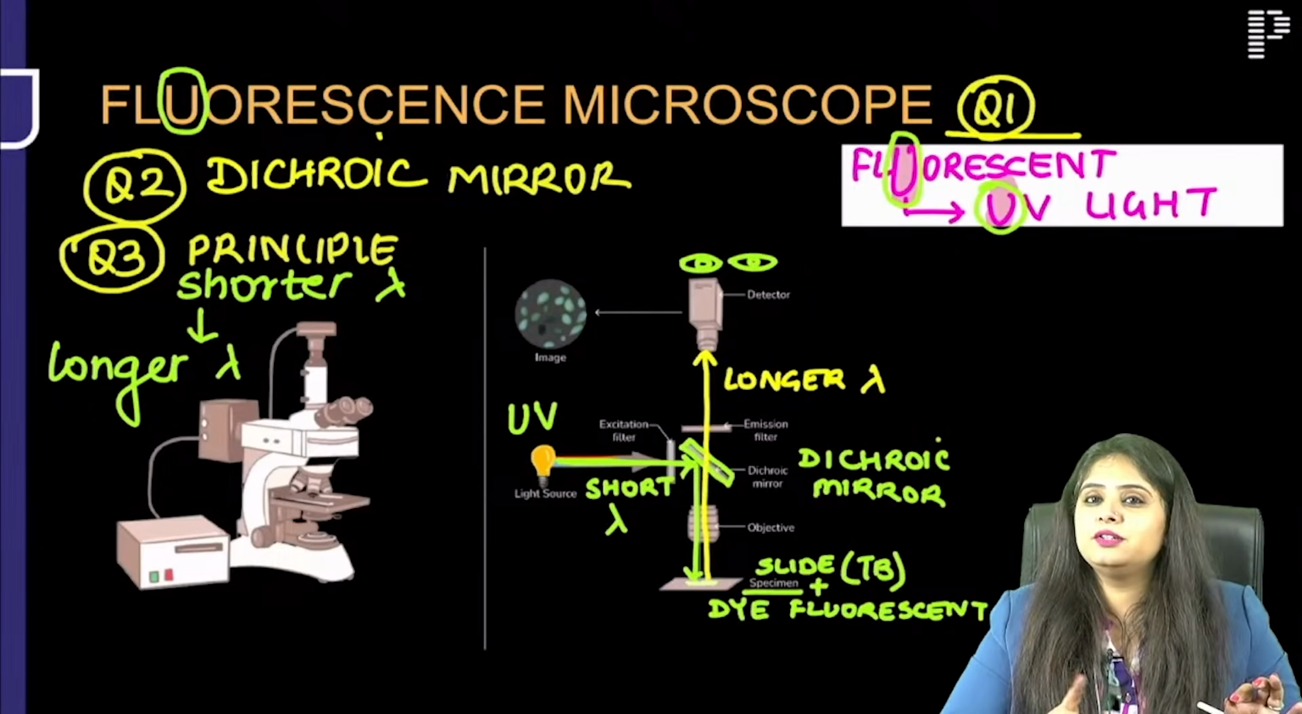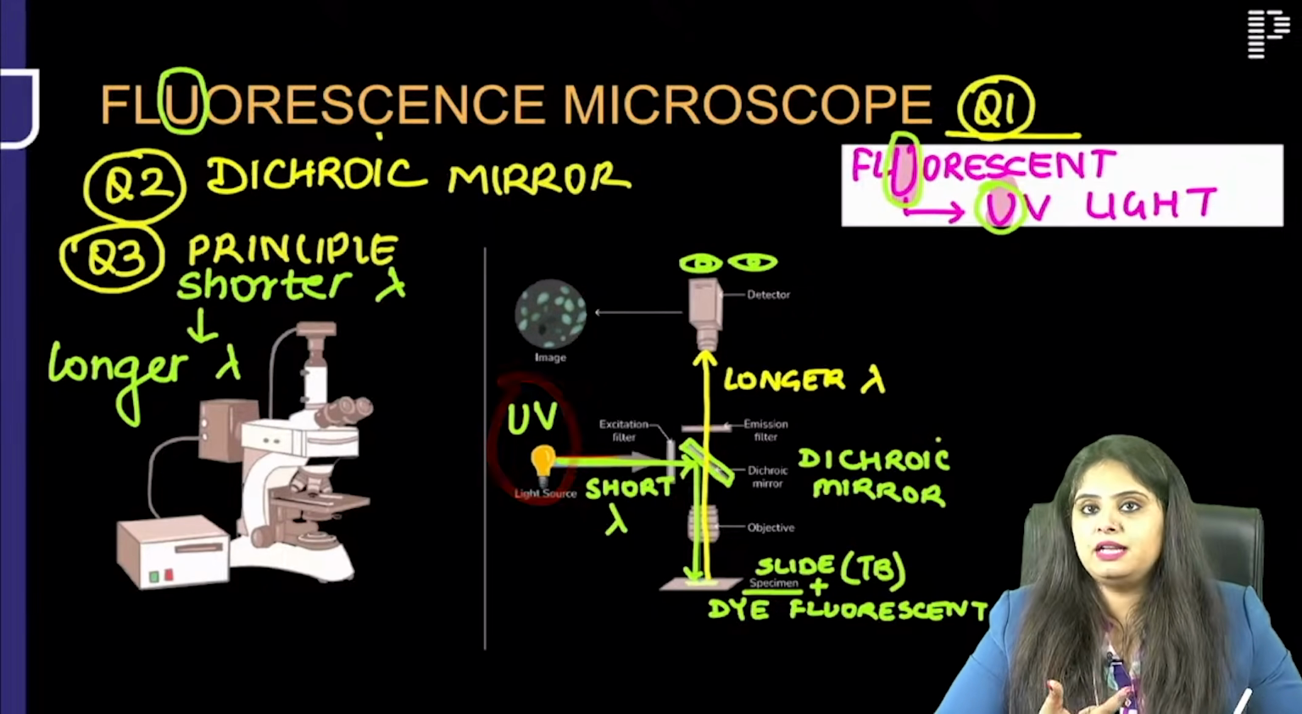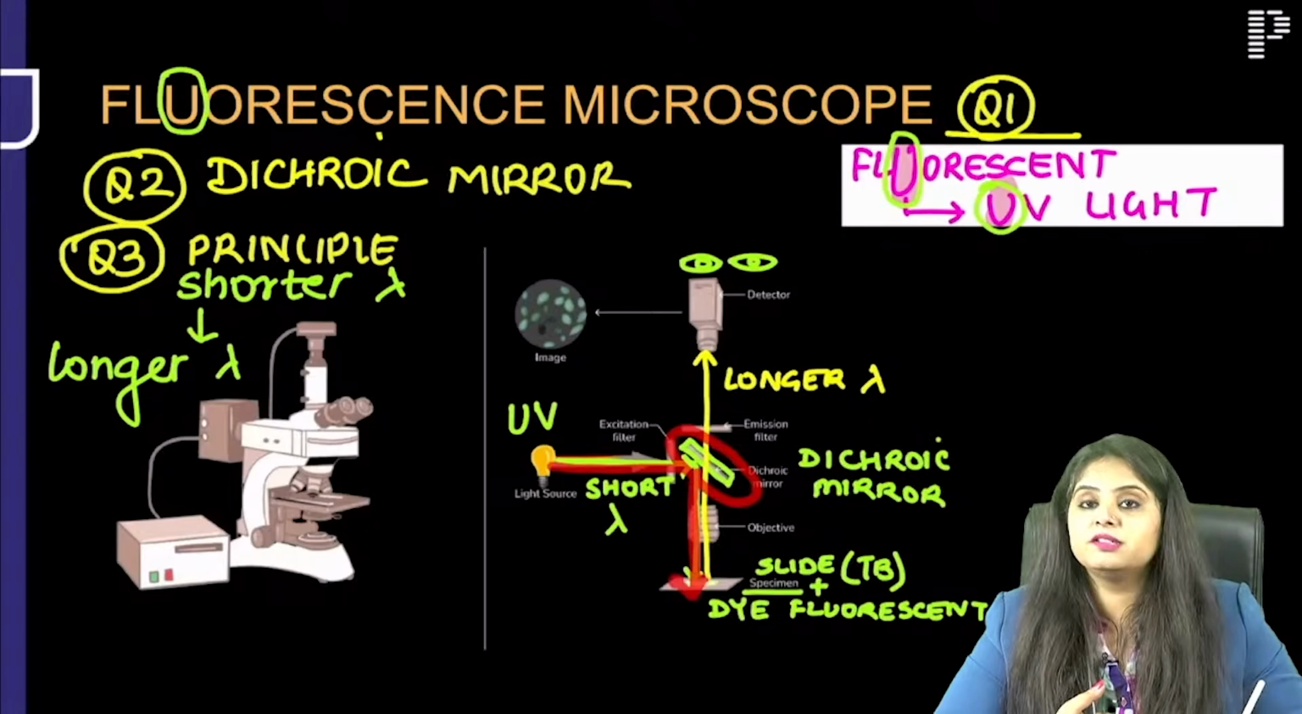Is that clear so far? Listen to this entire thing like a short note from me. We are using an ultraviolet light as the light source. It is emitting a short wavelength light that is reflected by the dichroic mirror to the slide.